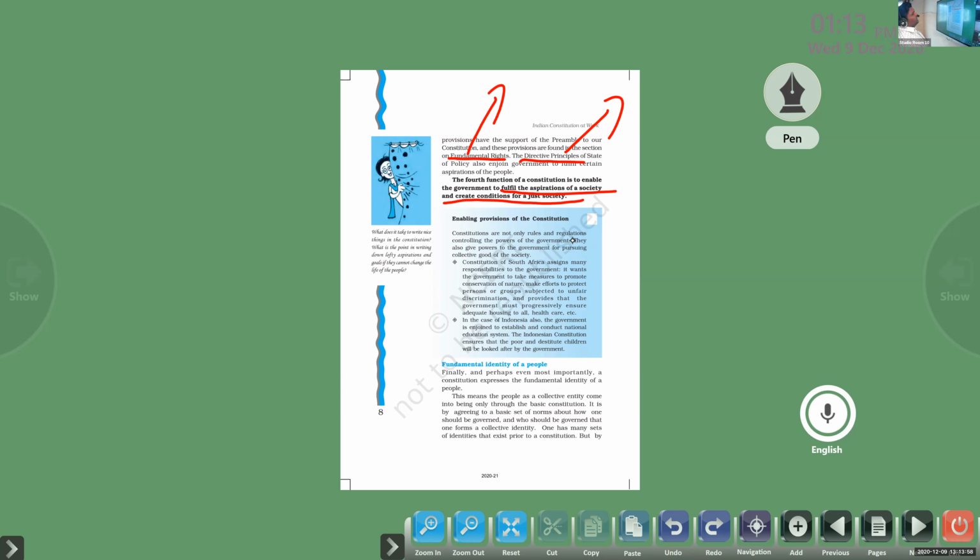So who is the guardian of a kid below the age of 15? What is your answer? Who is the guardian of a kid? Parents. The parents, right? But as per the Constitution, not only the parents, it is the government too. The guardian of a kid below the age of 15 is not only the parents but the government also. So if a kid is facing a problem, it is the responsibility of the government to look after and solve such issues, right or not?